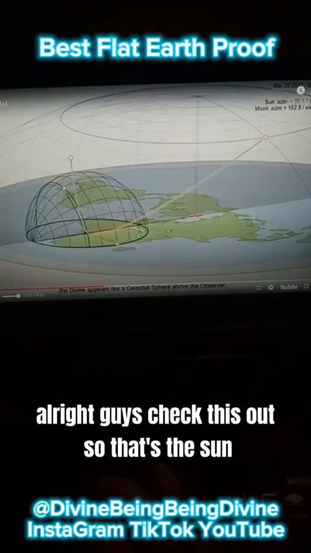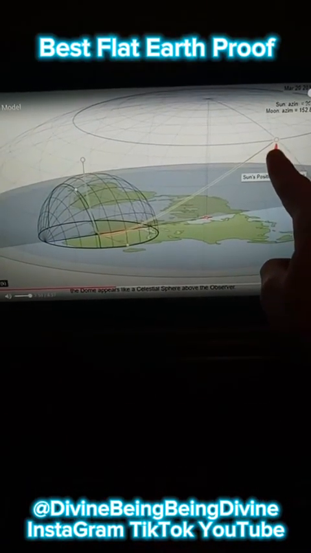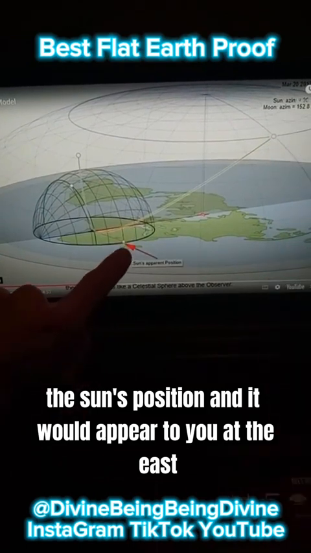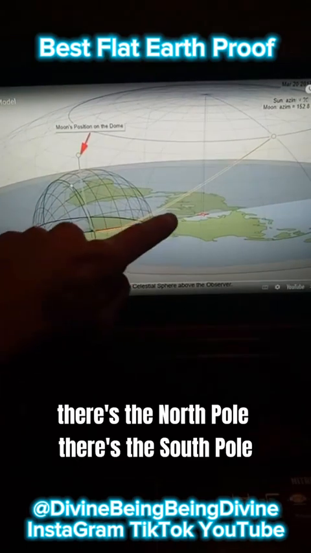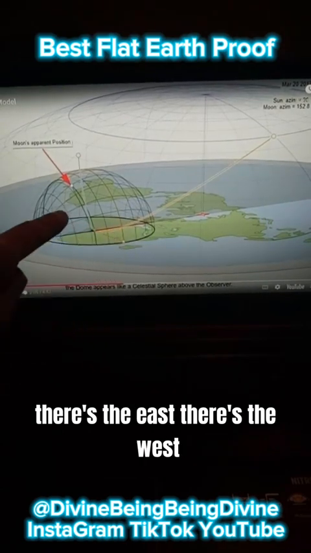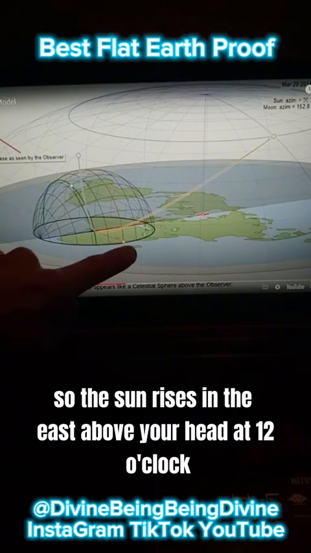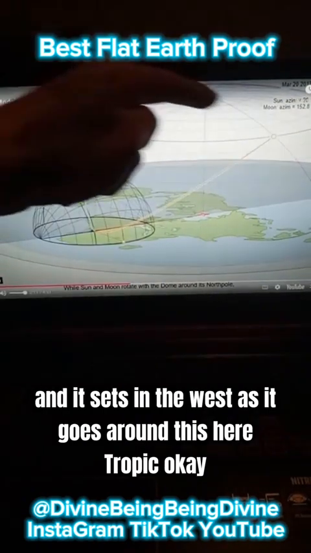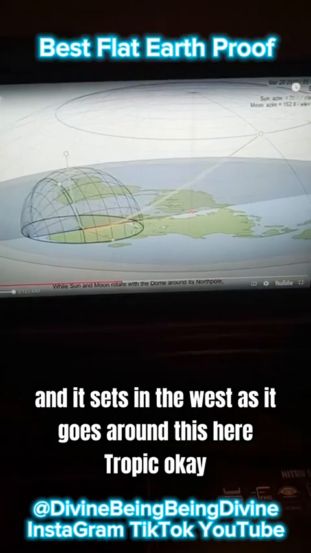All right, guys, check this out. So that's the sun's position, and it would appear to you at the east. There's the North Pole, there's the South Pole, there's the east, there's the west. So the sun rises in the east, above your head at 12 o'clock, and it sets in the west as it goes around this here tropic.